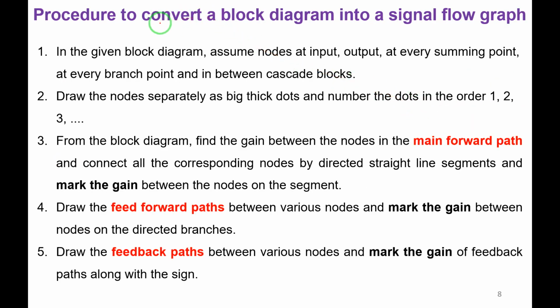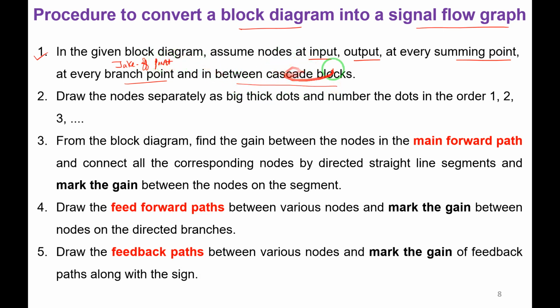So next we'll see the procedure to convert a block diagram to a signal flow graph, right? There is a strict procedure we have to follow to convert the given block diagram to a signal flow graph. In the given block diagram, assume the nodes. We have to assume where the nodes will be: at input, output, summing point, every branch point, also called the takeoff point, and in between cascade blocks.